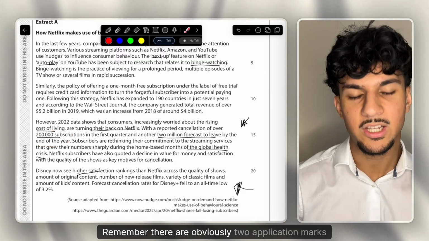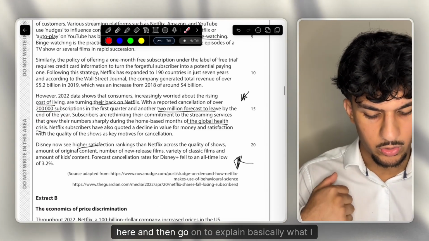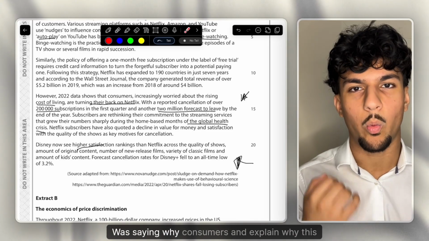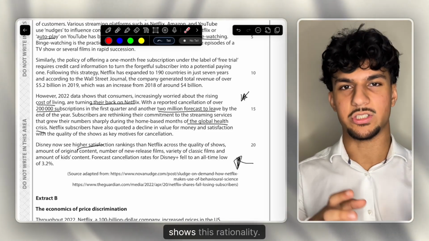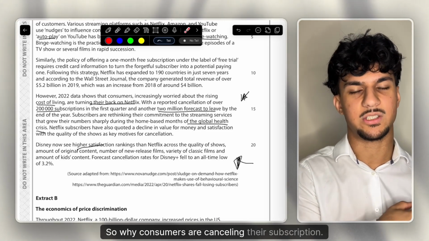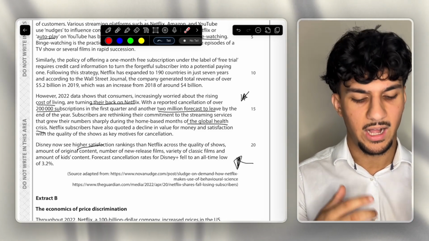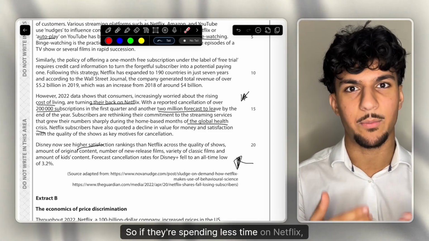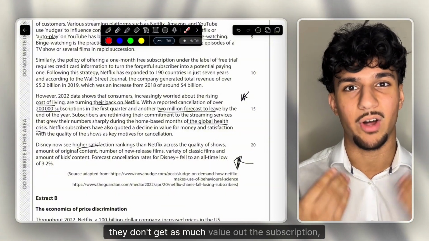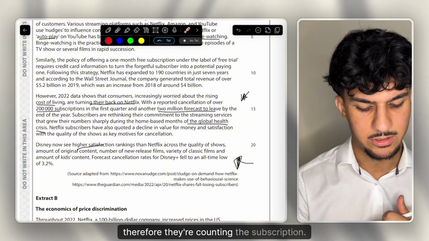Remember, there are obviously 2 application marks here, and then go on to explain basically what I was saying, why consumers, and explain why this shows this rationality. So why consumers are cancelling their subscription. So things like they're going back to work, they're spending less time at home, and then so if they're spending less time on Netflix, they don't get as much value out of the subscription, therefore they're cancelling the subscription.